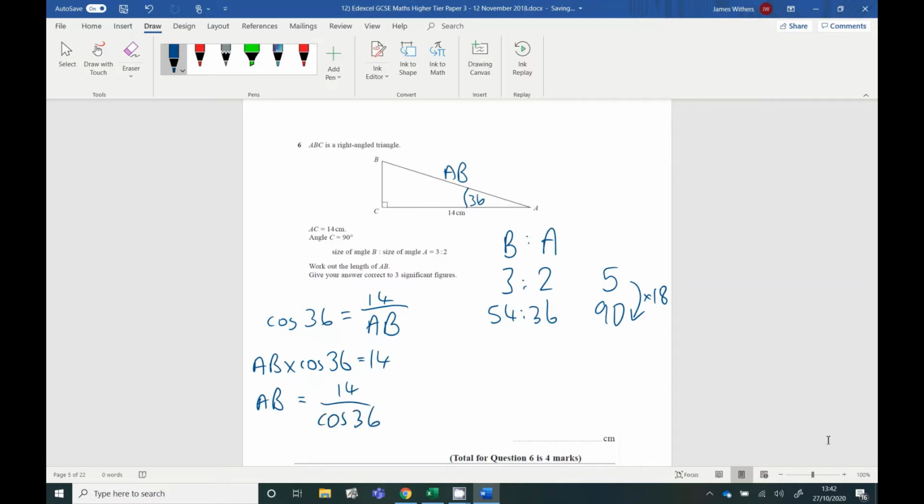So getting your calculator out, just make sure it's on degrees. I think mine is. Yes, it is. So 14 divided by cosine 36 equals 17.304. So to 3 significant figures, that's 17.3 centimeters.